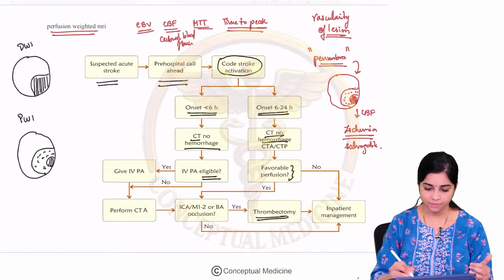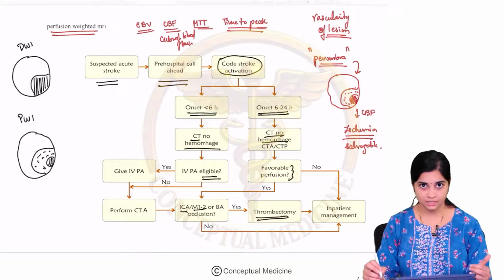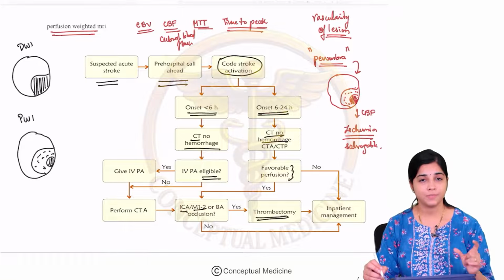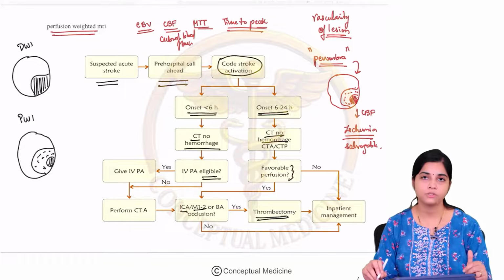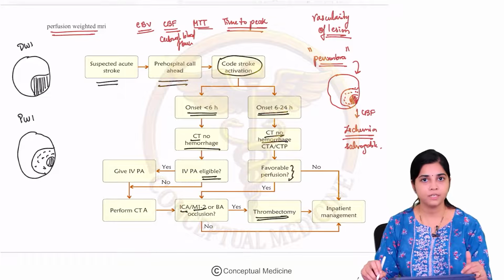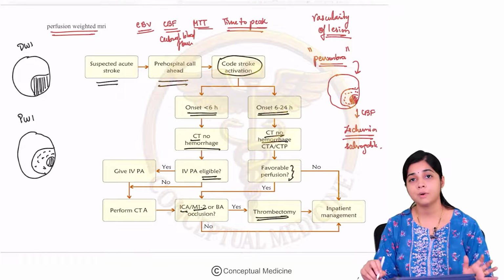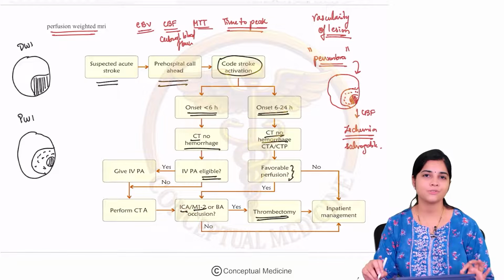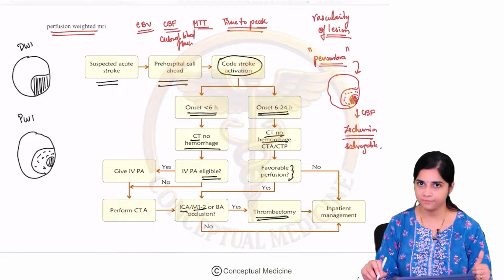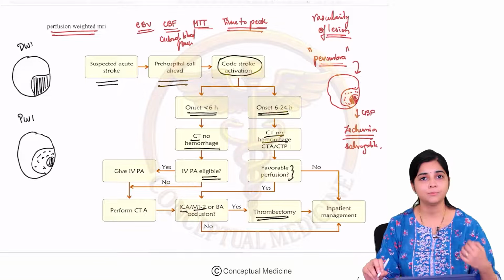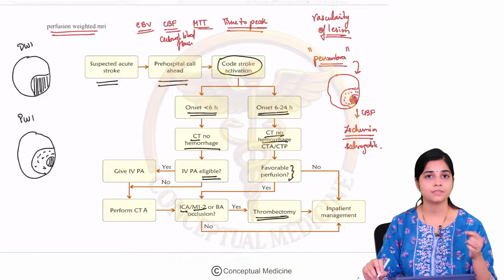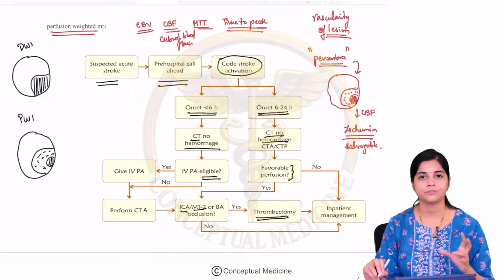If there is a favorable perfusion and if there is an ICA or an M1, M2 infarct or a basilar artery infarct, that means large vessel infarction, then he can go for a thrombectomy. So you need not always have an MRI for the diagnosis of stroke. Diagnosis of stroke can be made with the CT as well. It's only when you're going to do invasive procedures like a thrombectomy, where you will mechanically remove the clot, that you need imaging of the vessels.